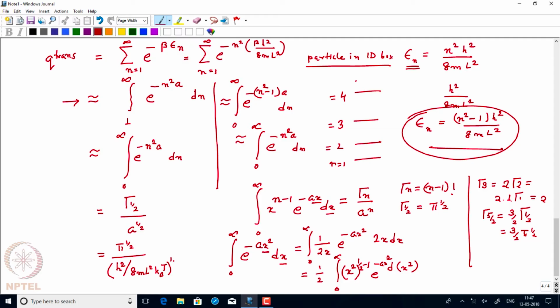Raised to the power half. And then remember that there was a half here, so I have to also use this half here. There is a half here. So this is the translational partition function.